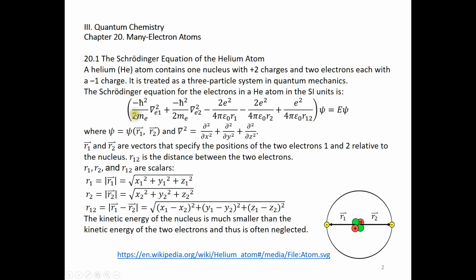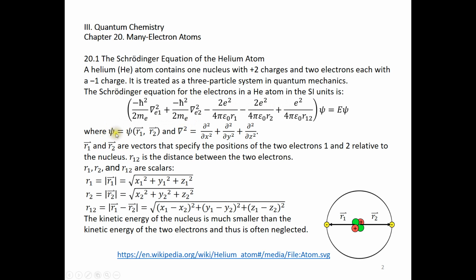Now we have the Hamiltonian applied to the wave function of the 2 electrons. We get energy times the wave function of the 2 electrons. There is no way to solve this Schrödinger equation exactly. In general, there's no way to solve the Schrödinger equation for any system that contains 2 or more electrons. But still, we can get some approximate solutions.